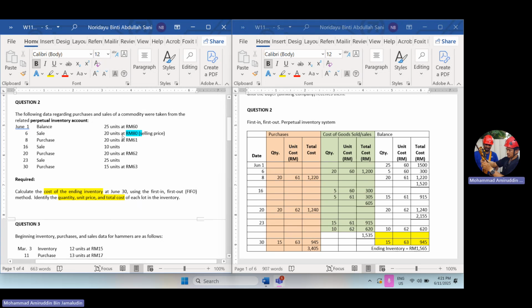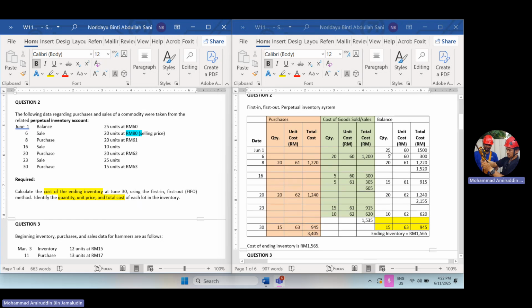Okay, so let's go for question two. We have to compute the ending inventory, the closing inventory. All right, we use first in, first out. We need to identify the quantity, the unit price, and the total cost. June 1st, balance. Balance here means opening balance, right? You have the opening balance. So the first one is going to be this one.